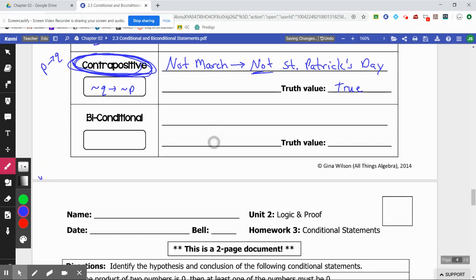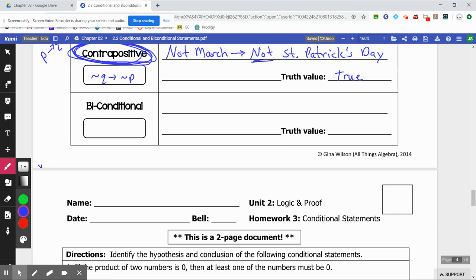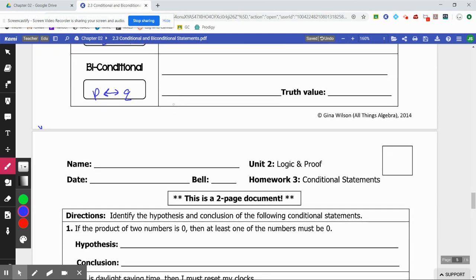And finally, the biconditional. If P implies Q was your original, then the biconditional would say that not only P implies Q, but also Q implies P as well. It works both ways. Or the way we abbreviate it is that P implies Q and also Q implies P.